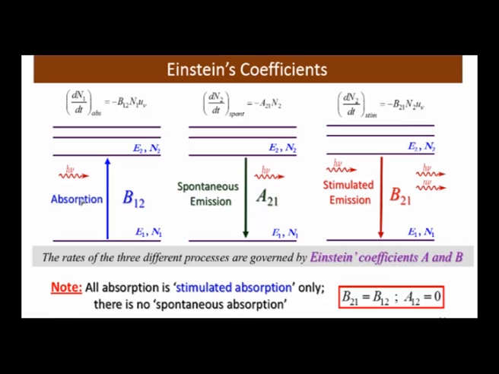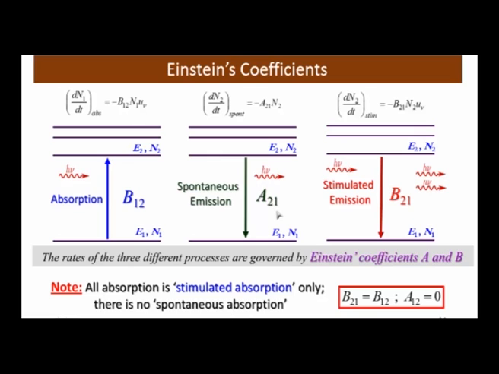Absorption has to be anyway. Somebody has to give the energy. If a system has to go from E1 to E2, somebody has to give the energy. So it is always stimulated. Or in other words, there is no spontaneous absorption. An atom sitting in E1 cannot by itself go to E2. That is why A12 is missing. We have only B12 and B21, which are opposite to each other, and A21. A21 is spontaneous emission. The opposite of that will be A12, which is spontaneous absorption, which does not exist. That is the main point here.